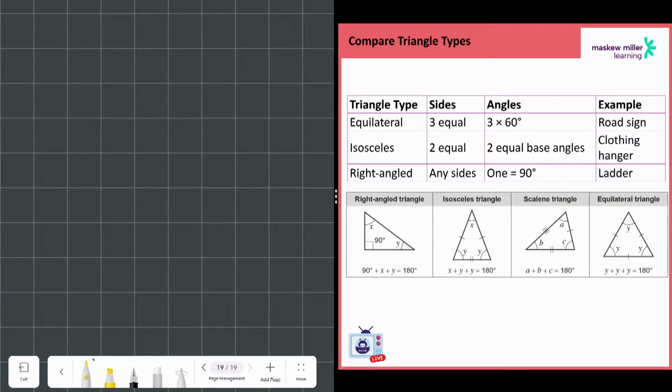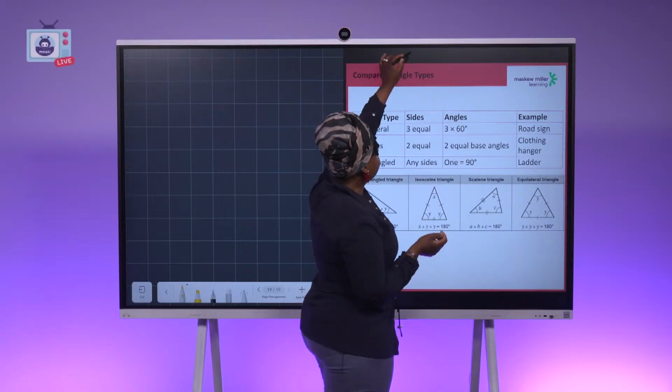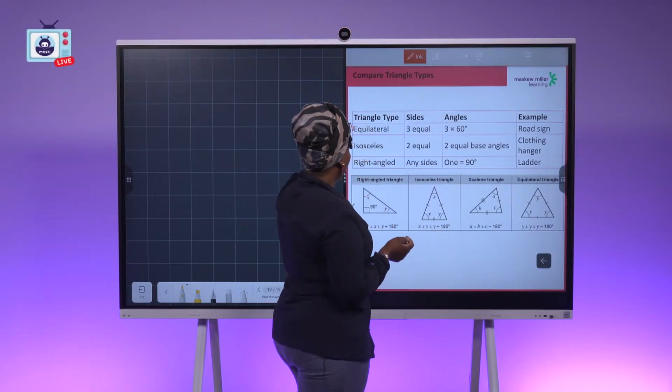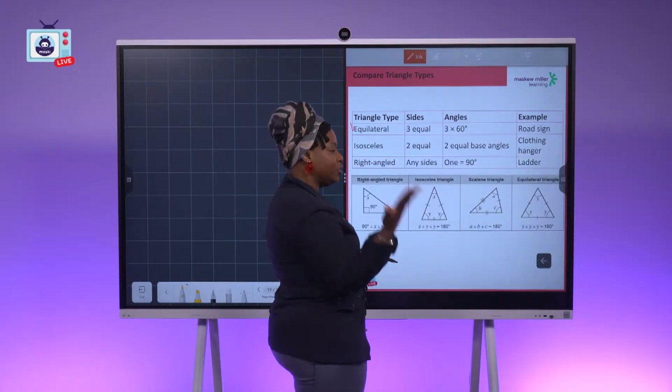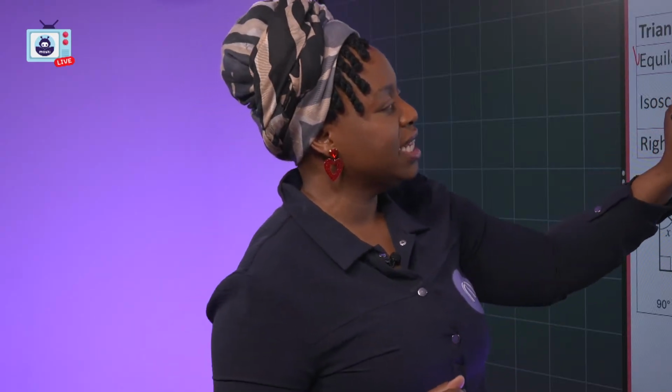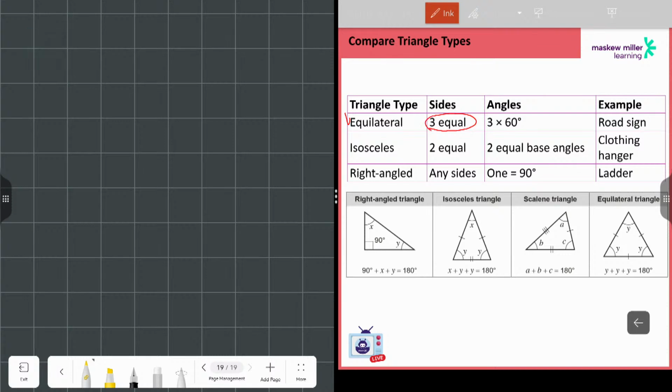So look here, we have the types of triangles. What makes an equilateral triangle different from the others is that all three sides are equal, and all three angles are equal and also equal to 60 degrees. An example was a road sign that we have seen. Then we have an isosceles triangle that has only two sides that are equal, but also it has two equal base angles, which are the angles opposite those equal sides.